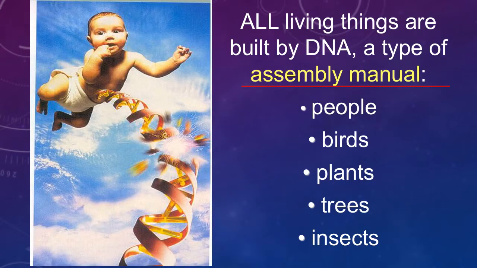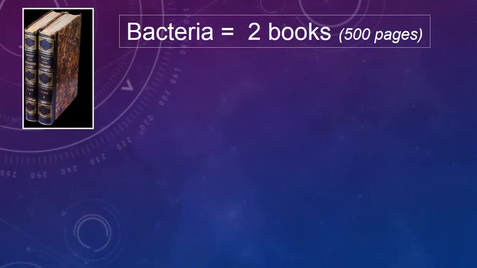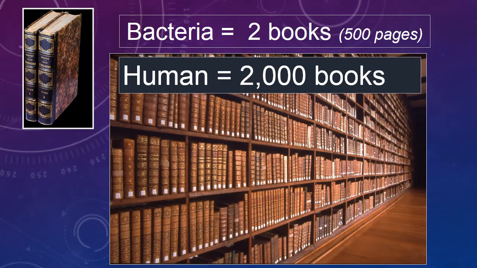All living things are built by DNA. Another way of thinking of DNA, it's a type of assembly manual. It makes people, birds, plants, trees, insects. Now, the size of the amount of information in the DNA of a bacteria would fill about 2 books of 500 pages each. For a human, that would be about 2,000 books. So one of the things that natural process has to explain, if evolution is true, is how does information increase by 1,000%? What is the mechanism for that?